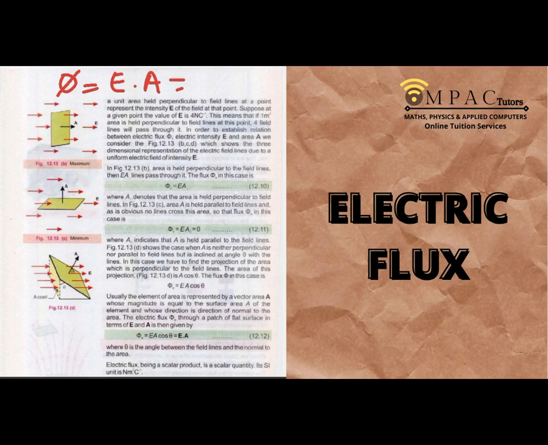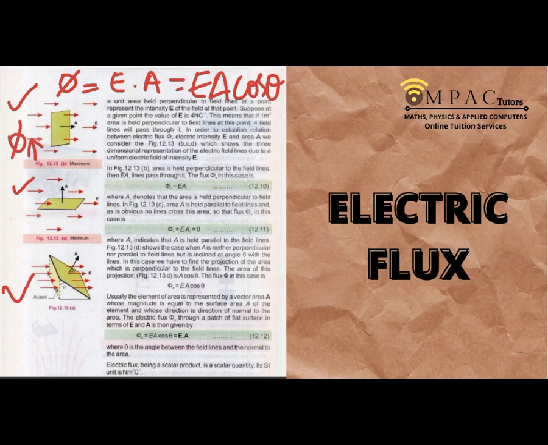E dot A is a dot product, and the flux is represented by phi. Flux is a scalar quantity. When we remove the dot, we have EA cos theta. So we can have three cases here: first, second, and third. In the first case, the plane is placed perpendicular to the field lines. When the plane surface is perpendicular to the field lines, the maximum number of field lines can pass through the surface. So flux is maximum in this case.